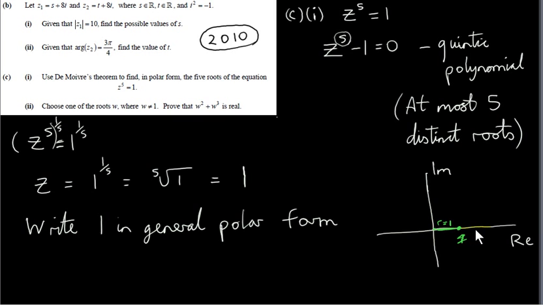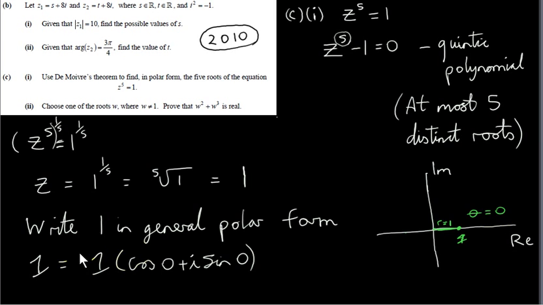Theta is measured anti-clockwise from the positive real axis to this line. But you can see that theta must equal 0, because this line here is lying along the positive real axis. Actually, if we were looking at, say, the complex number -1, theta would be 180 degrees. Just be careful there. If our complex number is a positive real number, then theta is 0. So now we can write 1 as r (cos theta plus i sin theta), where r is 1 and theta is 0.